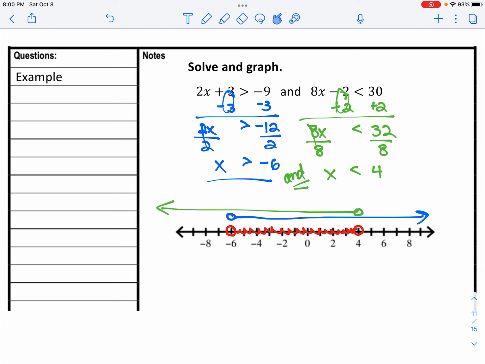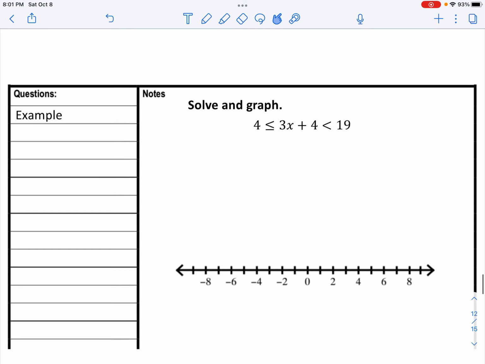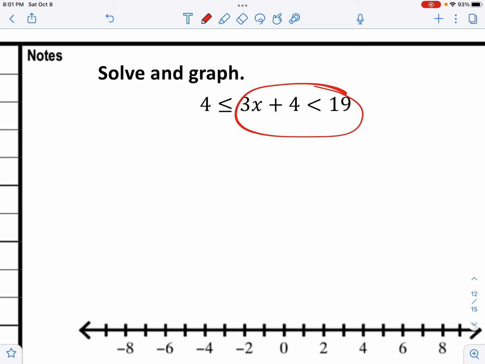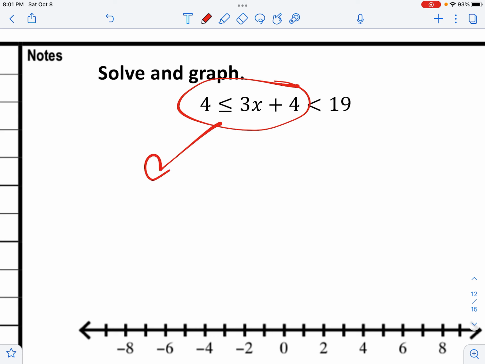So you can see, you solve both of them, and then on your final answer you want to put where they overlap on your number line. Okay, so that's when they're split apart. When they're condensed, it looks like this. So you can break these apart if you wanted to. Break this apart, write that section, and then do this and write that section, and then go ahead and do the exact same thing.